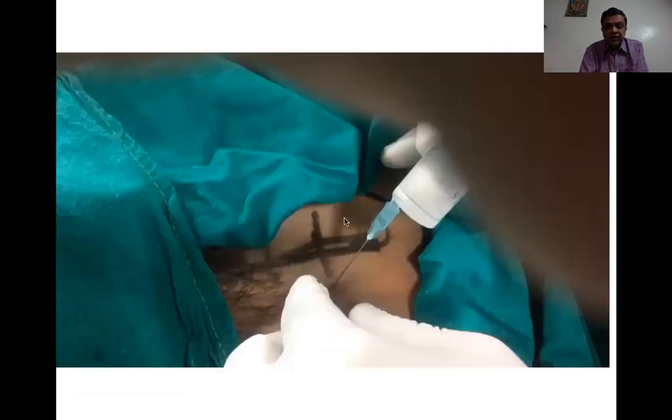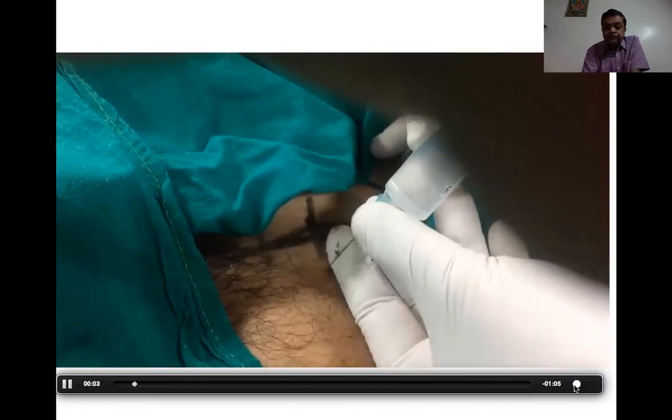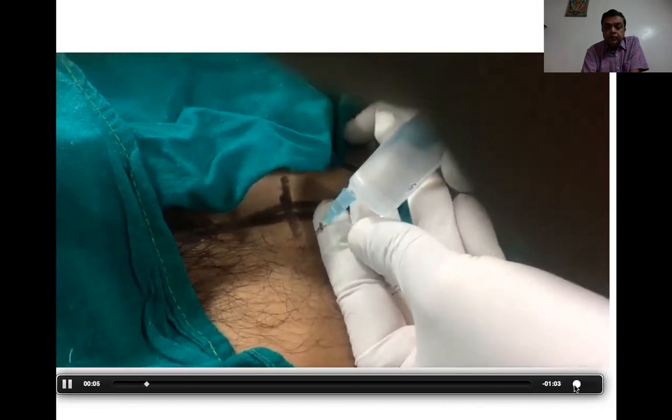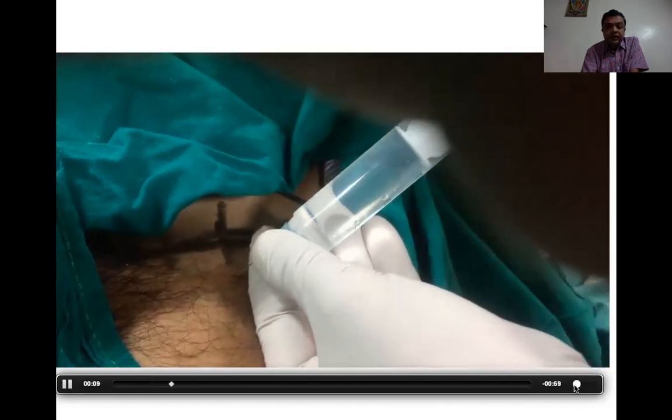So here you can see I have marked, this is the anterior superior iliac spine, this is the ischial tuberosity, this is the junction of medial 2/3 and lateral 1/3. I am going 2 centimeters below it, and what I will do is feel the 2 pops. So I'm trying to feel the pop. You can see the second pop.